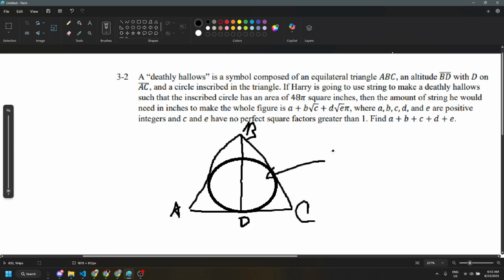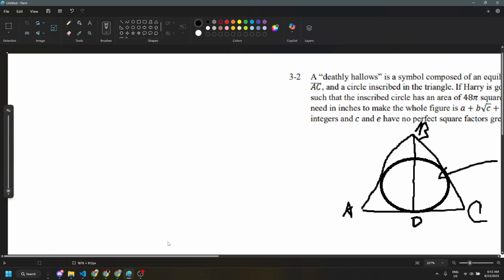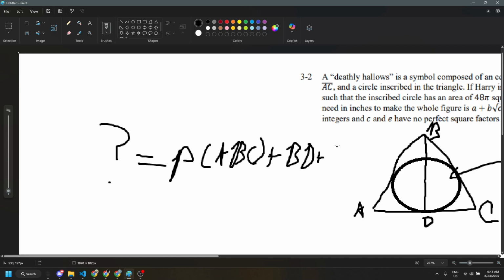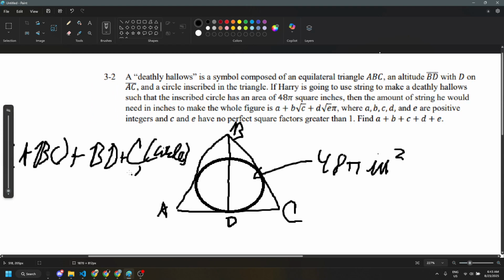So we know that the circle is 48 pi inches squared. Oh, we also know that the answer is equal to the perimeter of A, B, C plus BD plus the circumference of the circle.